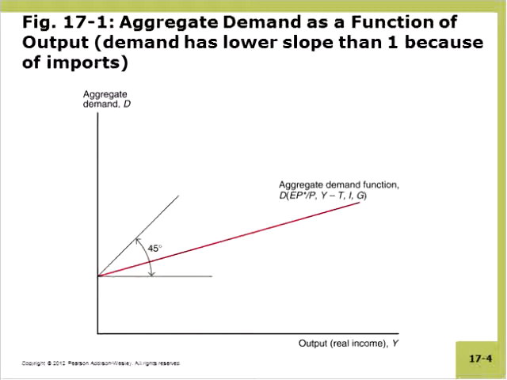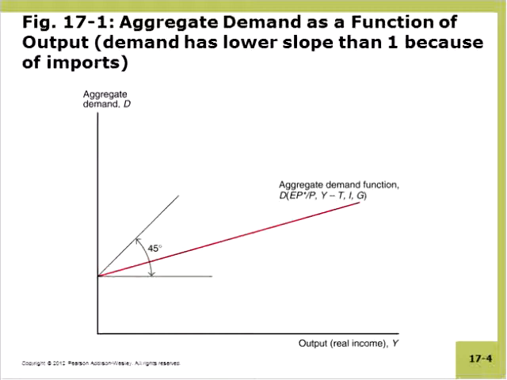And basically you may wonder why this line has a slope that is not 1, is not 45 degrees. And the answer is what I wrote here. The demand has lower slope than 1 because of imports. It means you can increase the real income, but parts of the money don't go to aggregate demand. It goes to imports. So it reduces aggregate demand. That's why the slope is lower than 45 degrees.